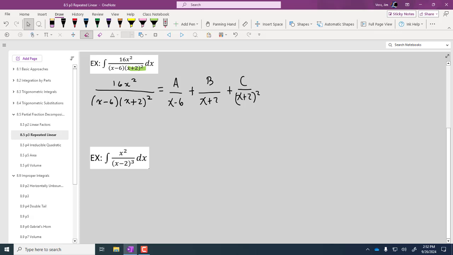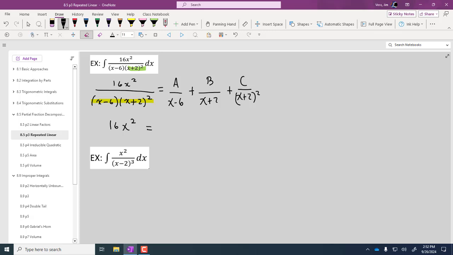And then we do our regular multiplication to get our PFD equation. So our PFD equation, we multiply both sides by the left denominator. Multiply that to the other side. And when it multiplies to the other side, a bunch of stuff cancels out.